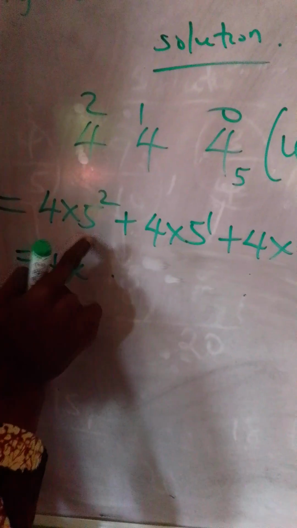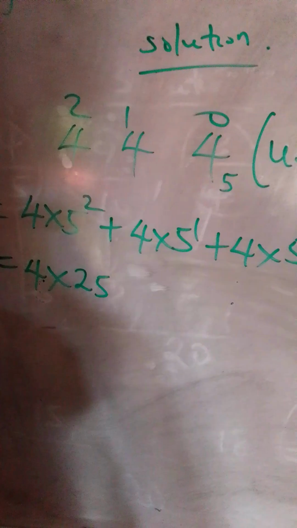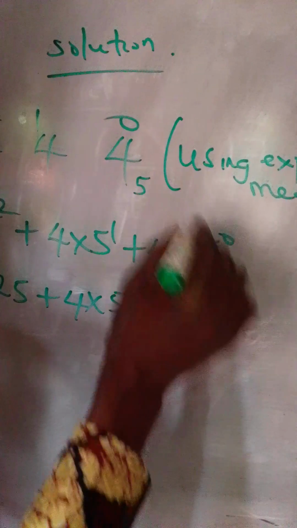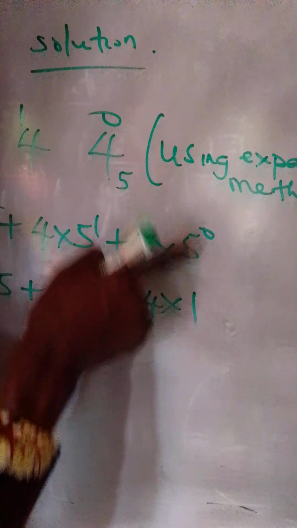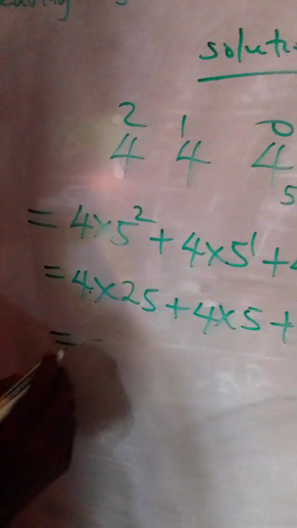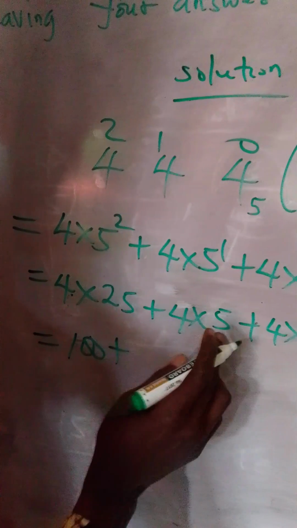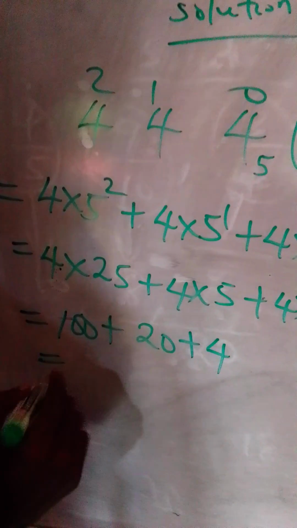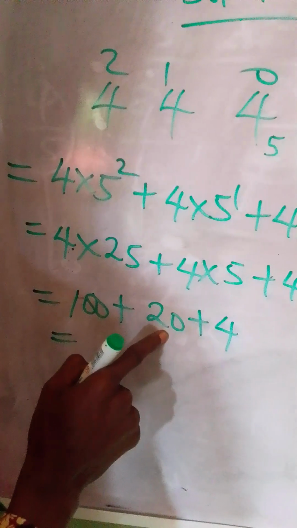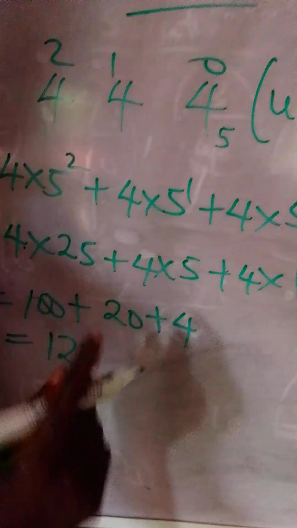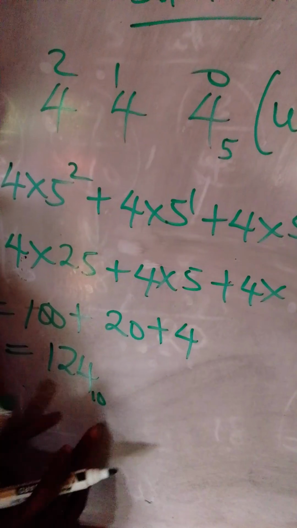So 5 raised to power 2 is 25, that's 5 times 5. Plus 4 times 5 raised to power 1, which is 5. Plus 4 times 5 raised to power 0, which is 1. Any number raised to power 0 is equal to 1, according to the zero index of indices. So we have 4 times 25 is 100, plus 4 times 5 is 20, plus 4 times 1 is 4. Let's add. 100 plus 20 is 120. 120 plus 4 is 124 in base 10. So that is the outcome in base 10.